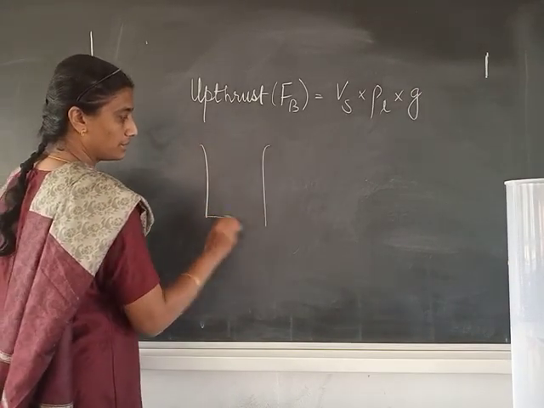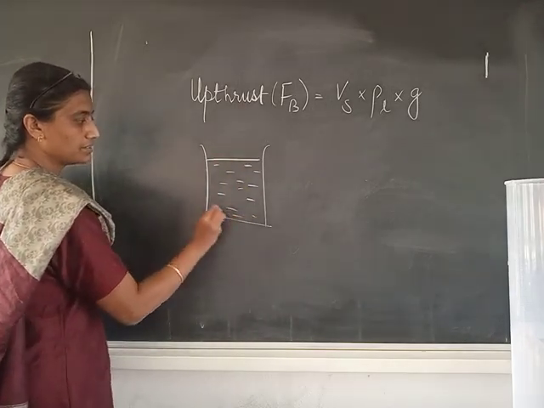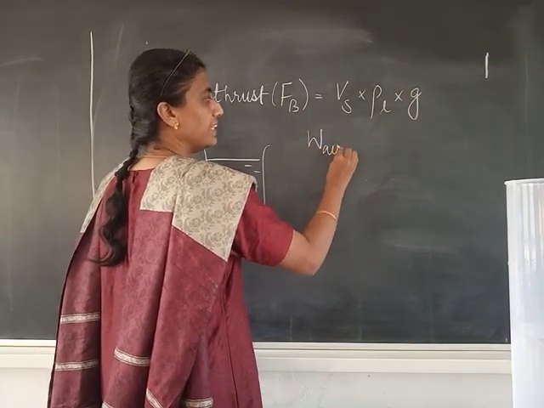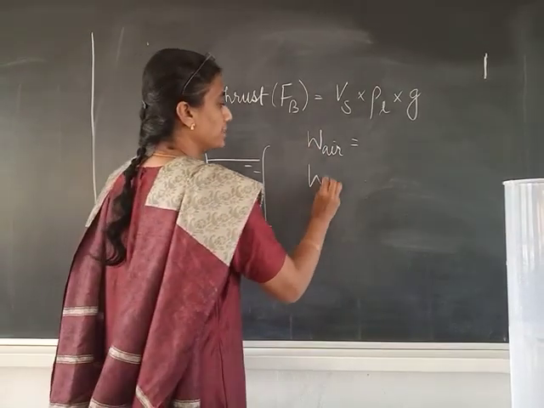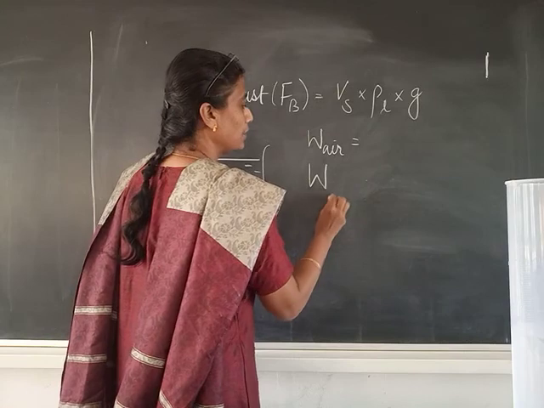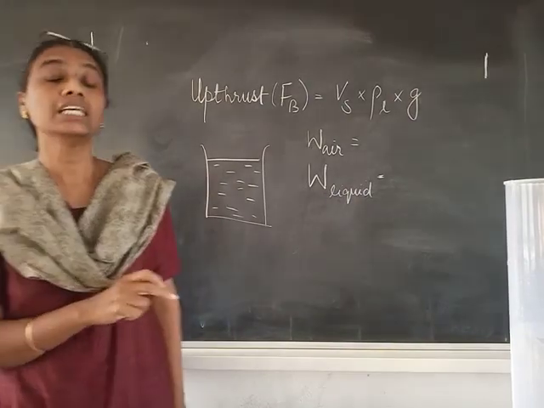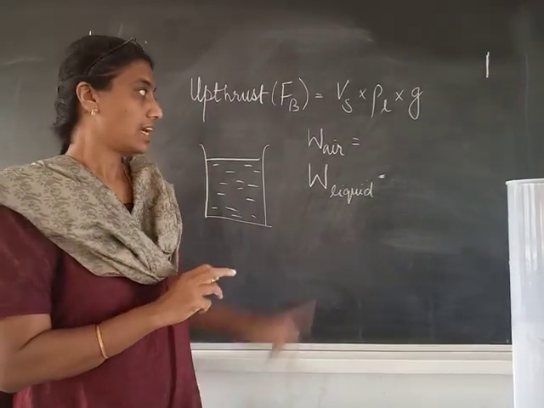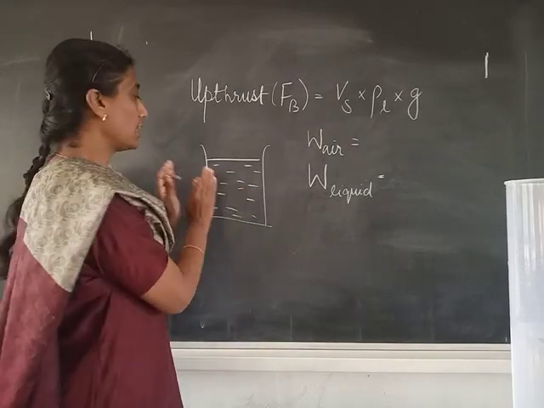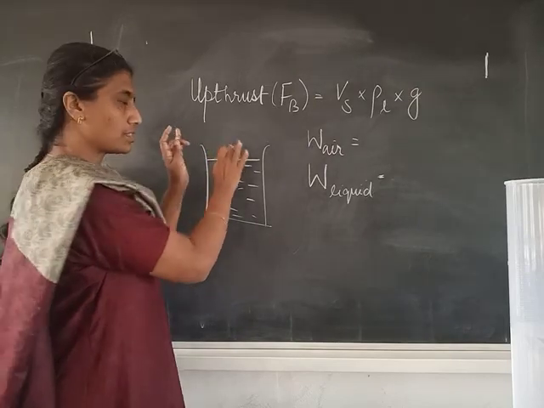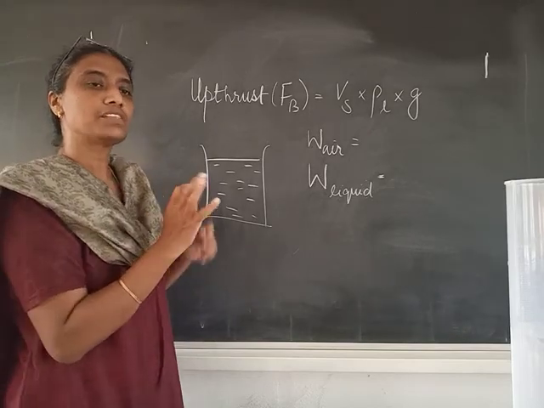Now, when this body is inside water, I'll be using a few terms. This is weight in air. W air means weight in air. And then this is W liquid, weight in liquid. W liquid means weight of the body in liquid. It will be different, and this difference is because of upthrust. Outside water also there is upthrust due to air, but that is very less, because density of air is very less.